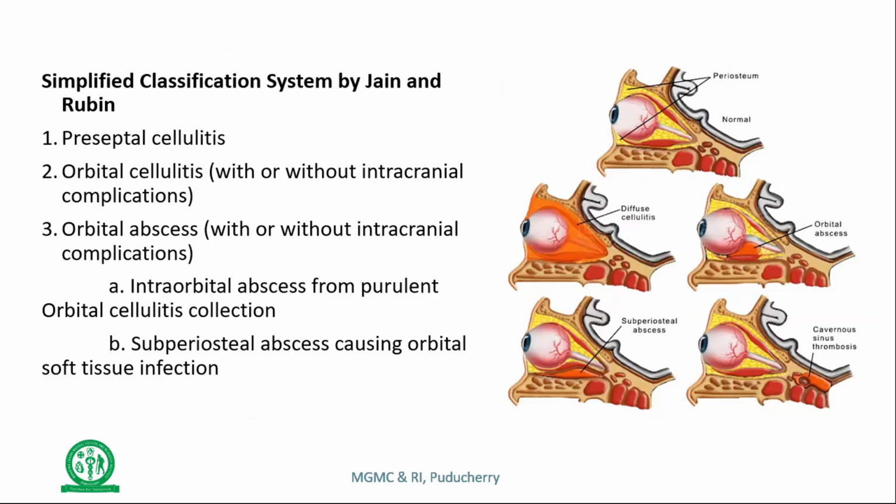Jain and Rubin suggested another simplified classification where they have divided this disease into 3 stages. The first one is a preseptal cellulitis. The second one is orbital cellulitis with or without intracranial complications. The third one is abscess. Again, it can be intraorbital or subperiosteal with or without intracranial complications.